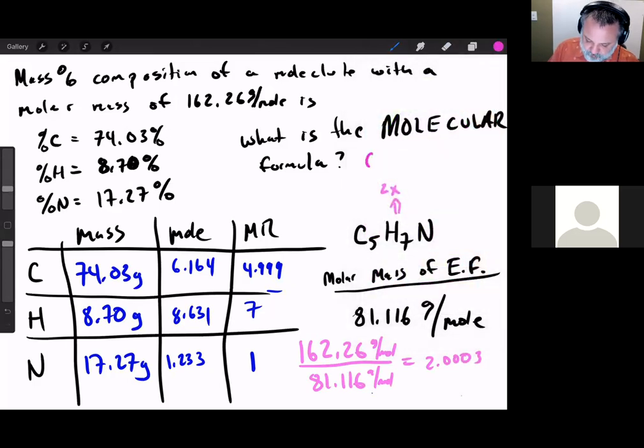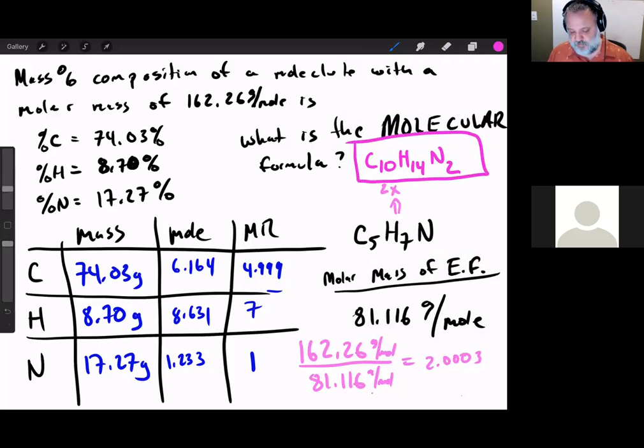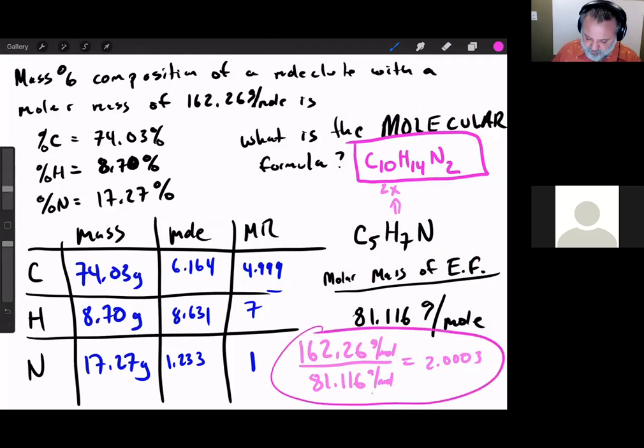So 5 times 2 is 10. 7 times 2 is 14. 1 times 2 is 2. So the molecular formula is C10H14N2. That's it. That's all there is to it. We just add a little bit extra, and you have to calculate this multiplication factor. So you're taking all of the same information, and then you're just doing a division at the end in order to calculate the multiplication factor. And then once you have the multiplication factor, you multiply the empirical formula by it.